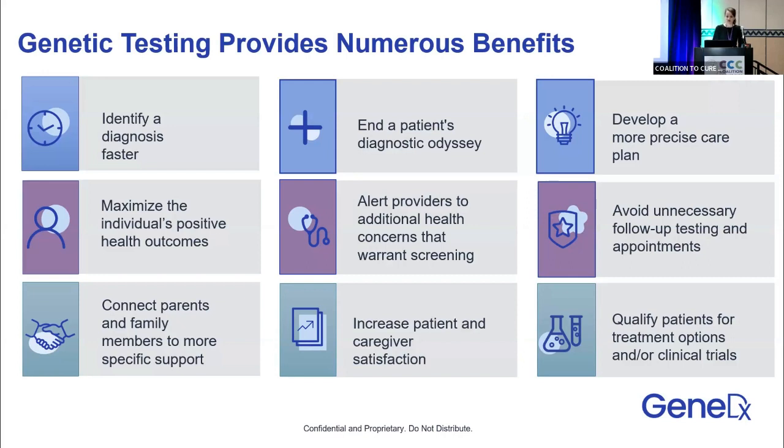You can alert providers to additional health concerns that warrant screening, especially for those that find out they have a syndromic form of a disease and have more than one body organ involved. You can avoid unnecessary follow-up testing and appointments. It's a way to connect parents and family members to specific support, hence how you guys are here today. Increase patient and caregiver satisfaction, and it can qualify patients for treatment options and clinical trials.